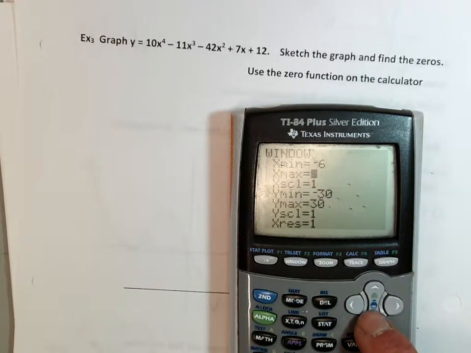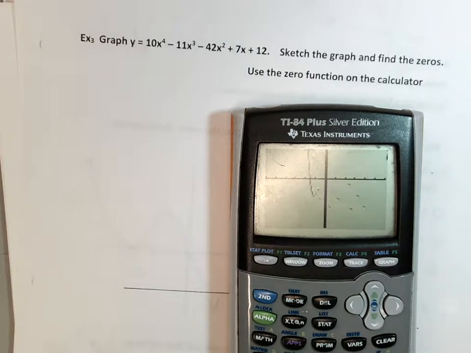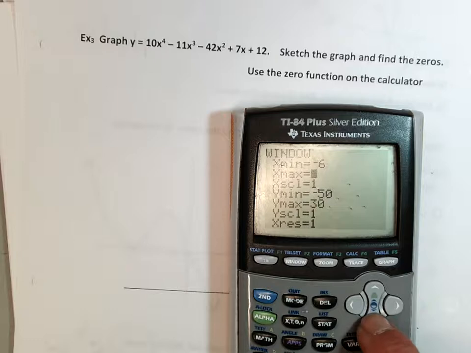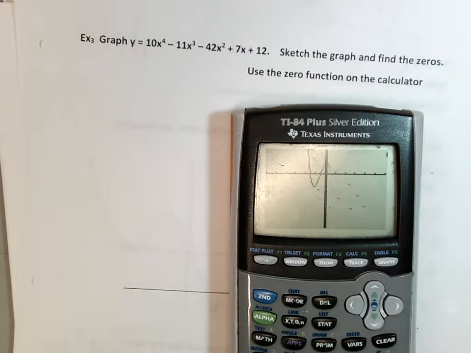Window, how about negative 100? Negative 50? Let's go negative 50. I like it, and if that doesn't work, we'll try 100. Okay, graph. Oh, I'm close. Negative 70? Okay, negative 70. Let's try negative 70. Ah, here we go. All right.